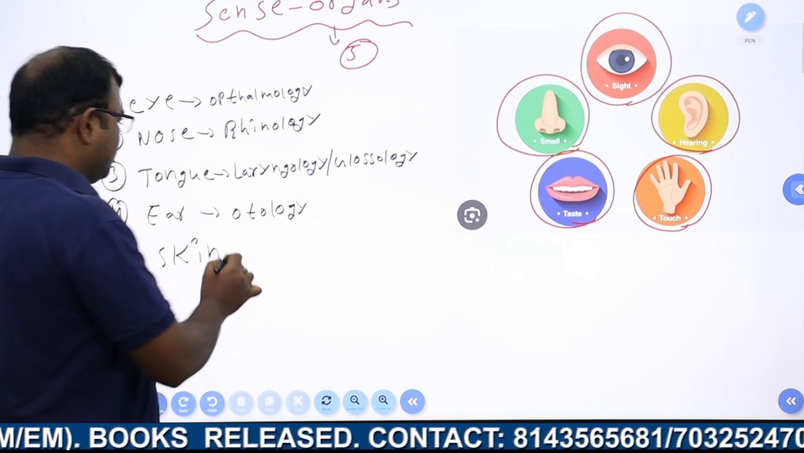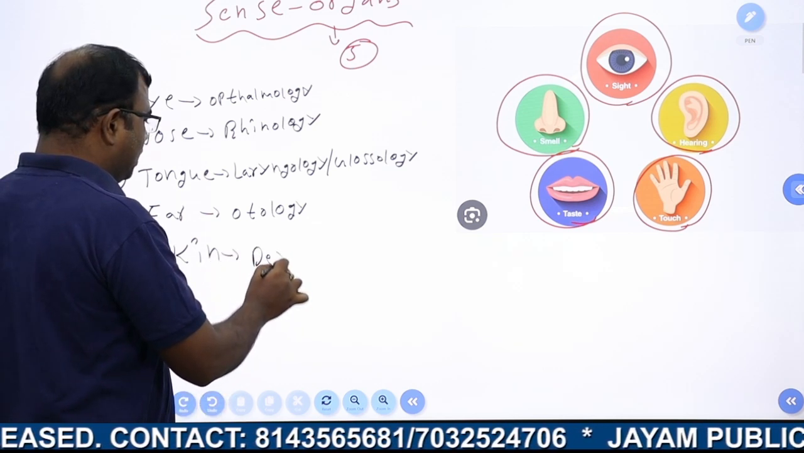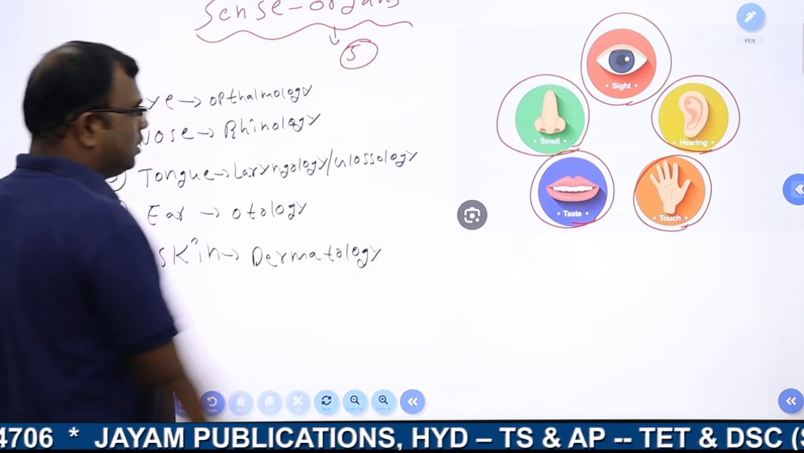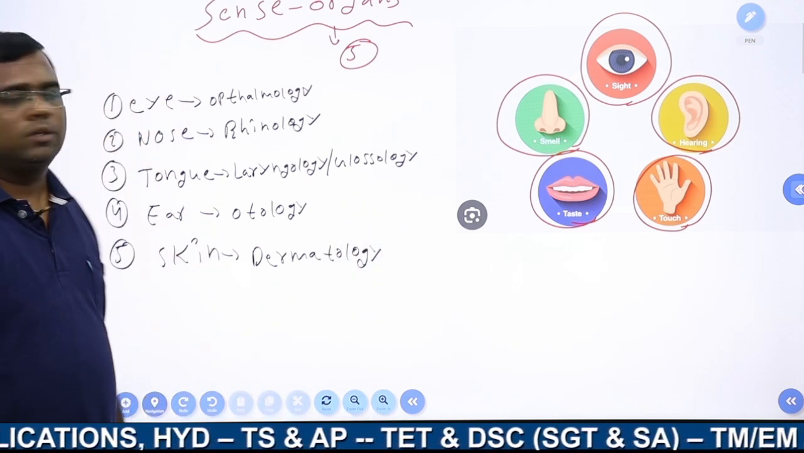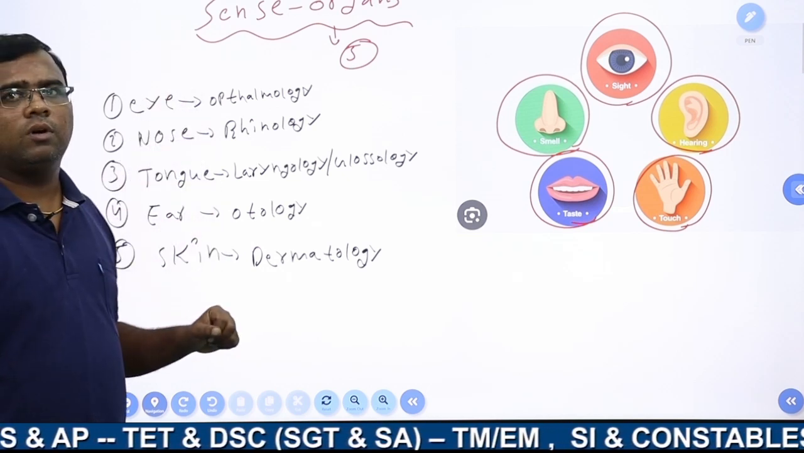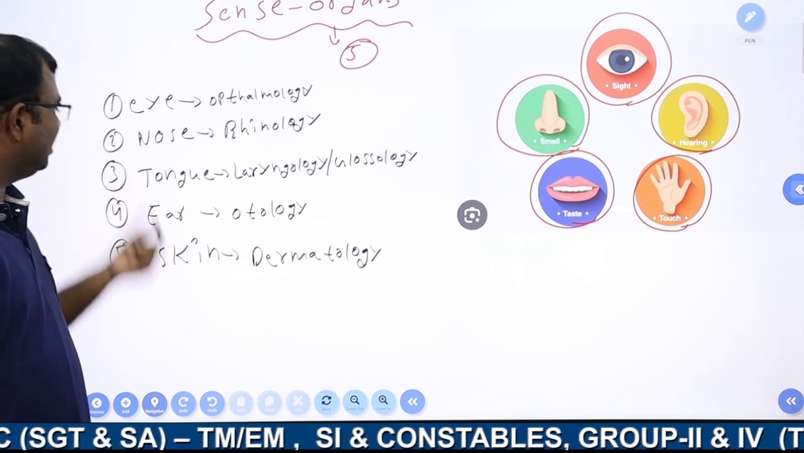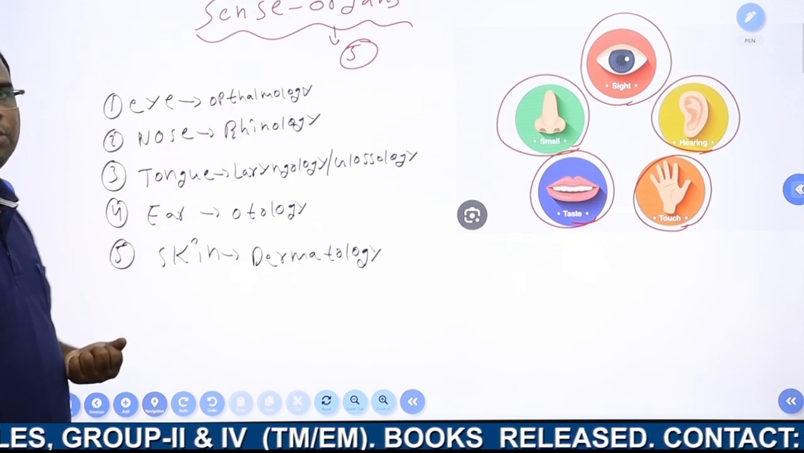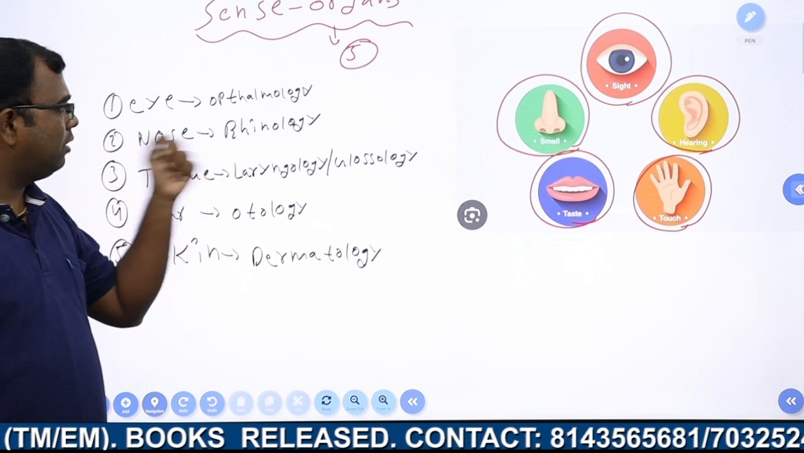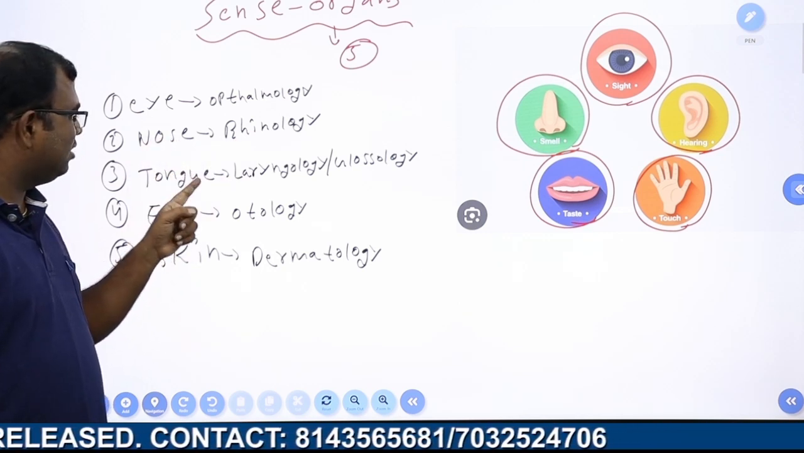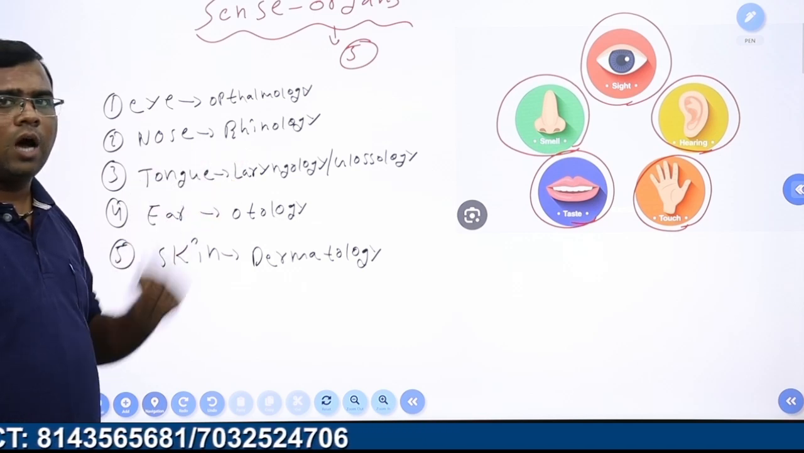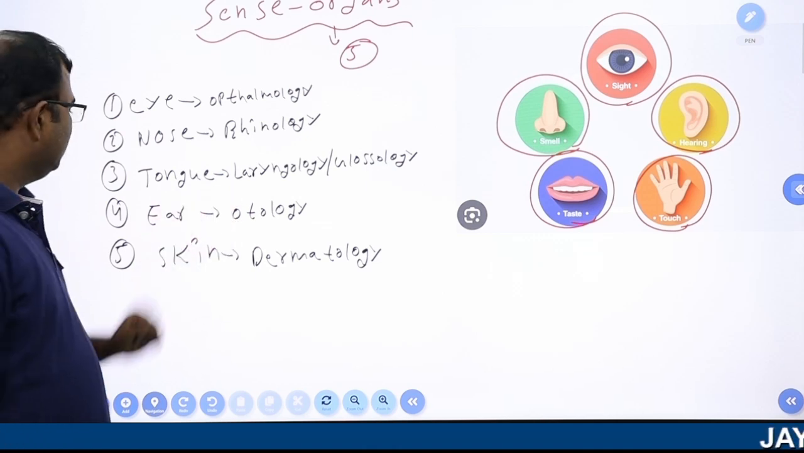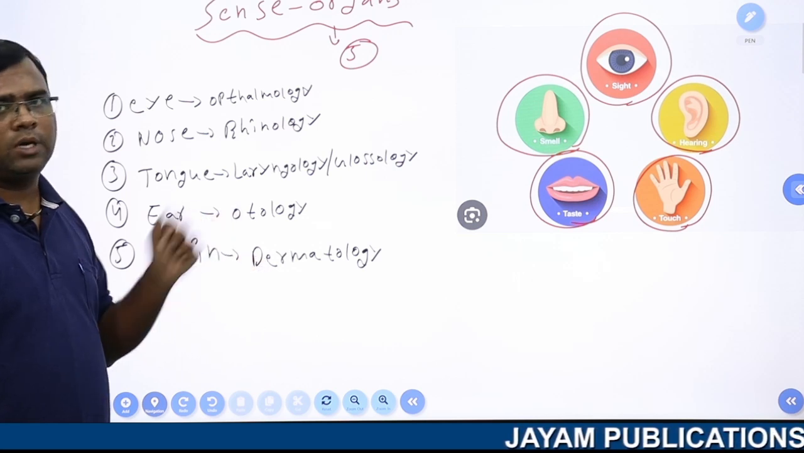Next, the study of skin is also called as dermatology. This is the branches of eye, nose, tongue, ear, skin. The study of eye is ophthalmology. The study of nose is rhinology. The study of tongue is laryngology or glossology. The study of ear is otology. The study of skin is dermatology.